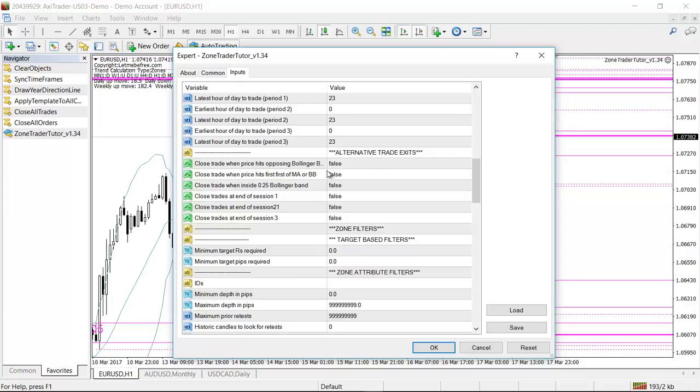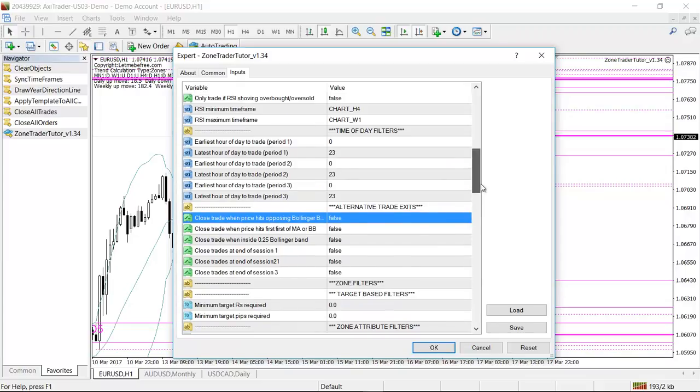When a trade hits the first of the moving average or Bollinger Band, we're into that kind of price action. There's also when it hits the opposing Bollinger Band. These are where we define our sessions. This is all based on the broker time that we see when we hold our mouse over a candle.